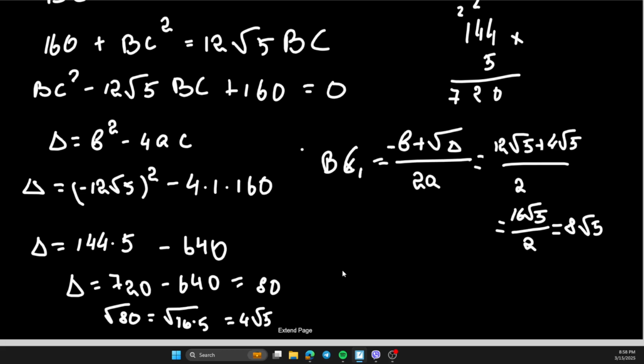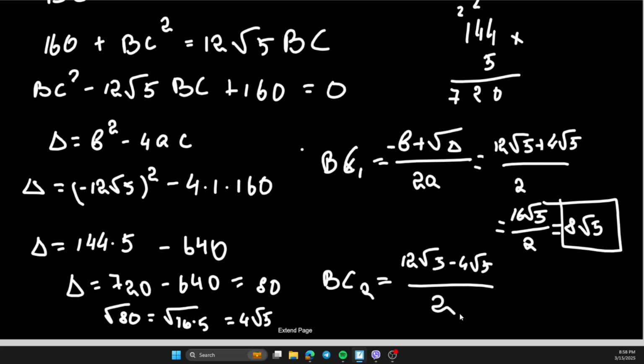Alright? Now for the second one, BC2. BC2, same thing except it's minus the square root of delta. Which is? You add them, you minus them, so now it would be 8 square root of 5 over 2, which is 4 square root of 5. So look, we have two choices. It's either 8 square root of 5 or 4 square root of 5.